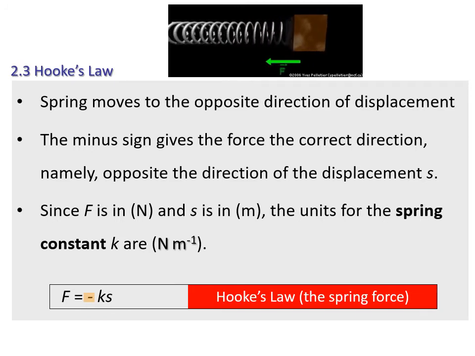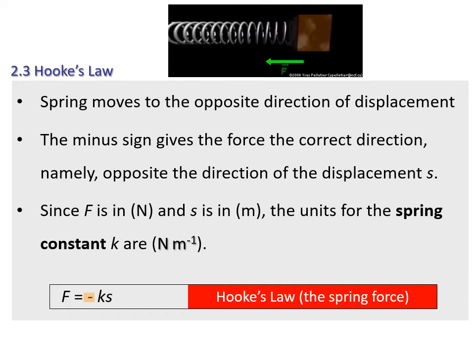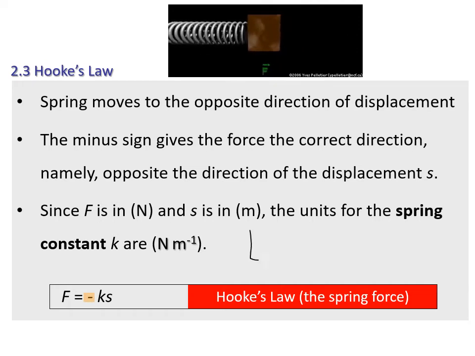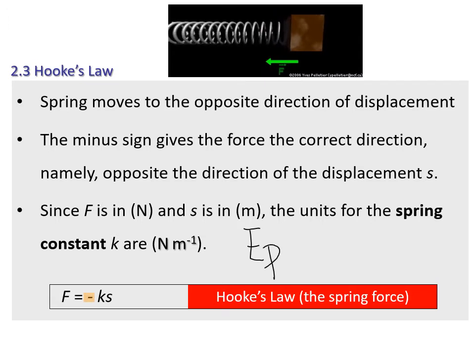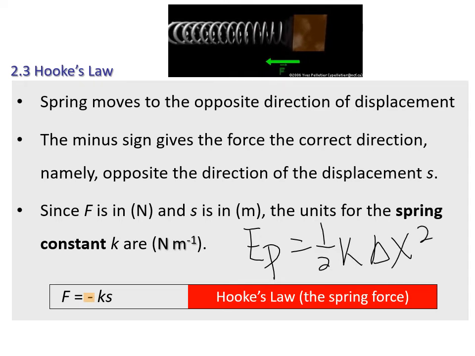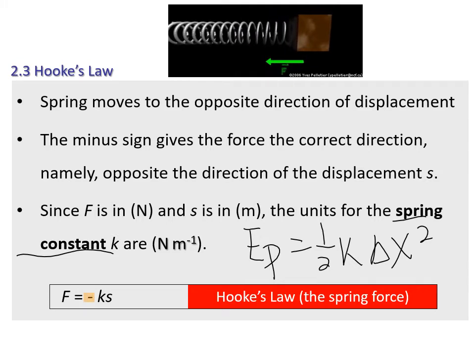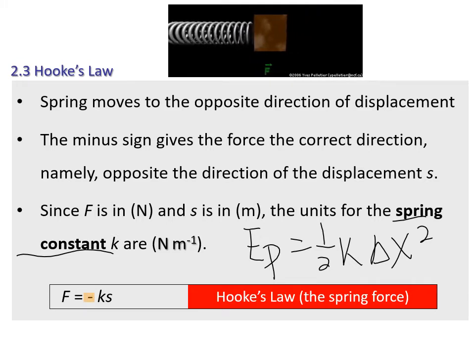Force is in newtons, and s, the displacement vector, is in meters. And the units for the spring constant, that symbol k, are newton per meter. k was also seen in the data booklet, where we had the elastic potential energy of a spring, E sub P, equal to 1/2 k delta x squared. Well, this k value is the spring constant. Its SI units are newton per meter.